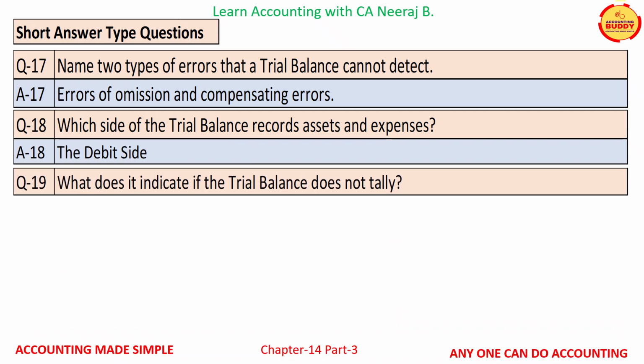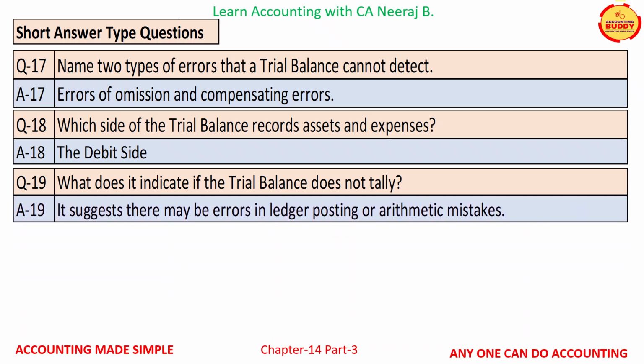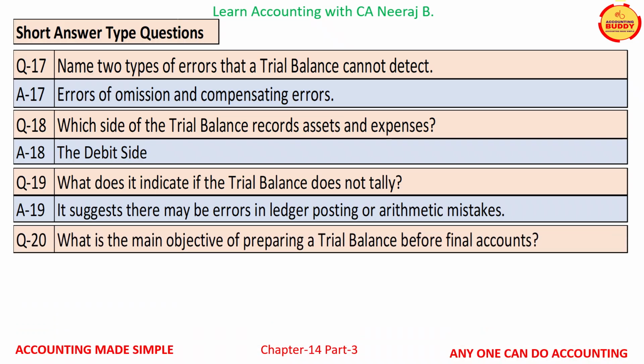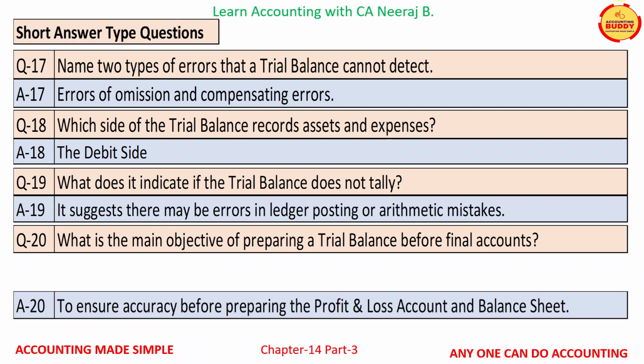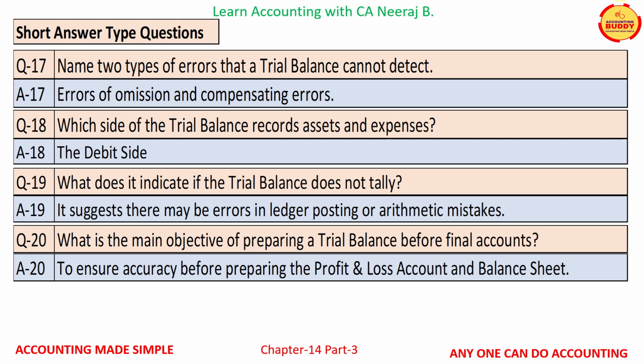Question number 19, what does it indicate if the trial balance does not tally? And the answer is it suggests there may be errors in the ledger posting or arithmetic mistakes. Question number 20. What is the main objective of preparing a trial balance before final accounts? And the answer is to ensure accuracy before preparing the profit and loss account and the balance sheet.